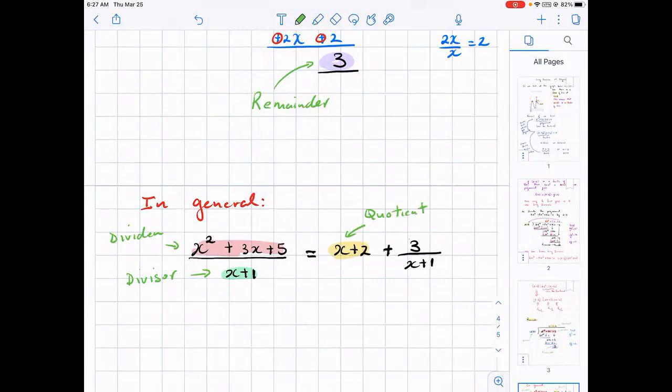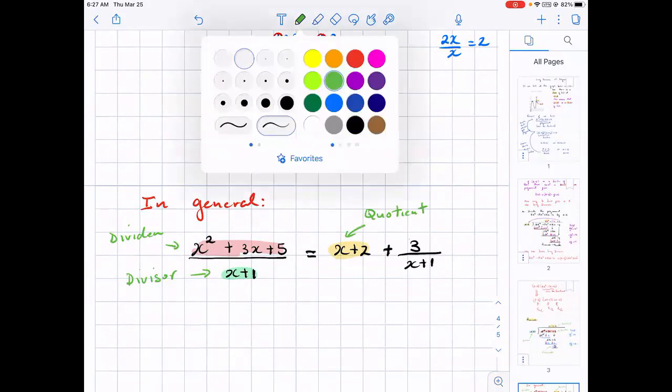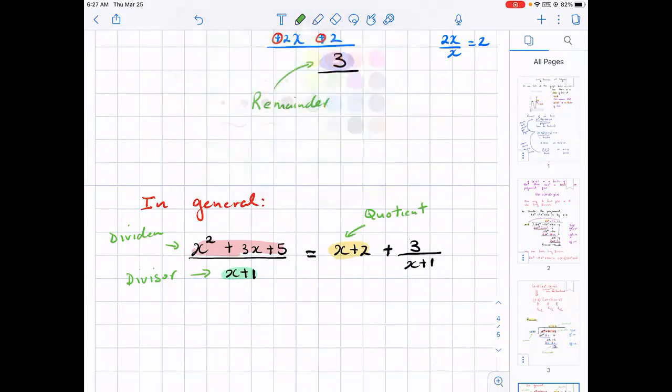And this is the remainder. And obviously this here was your divisor. So the remainder is always put over the divisor. That's one way of writing it.